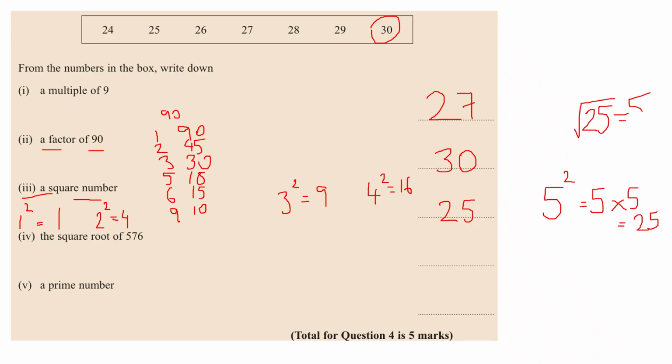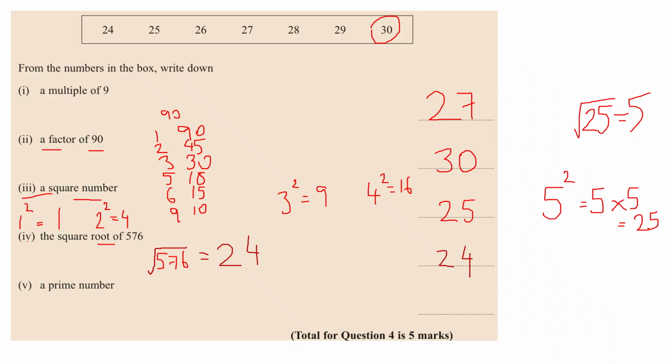Next up, part IV, or part 4, the square root of 576. So I'm going to type into my calculator the square root of 576. So I finally got myself here a new calculator. Obviously, it's one of the basic ones. So yeah, square root of 576. Press equals, or execute, and I get 24.